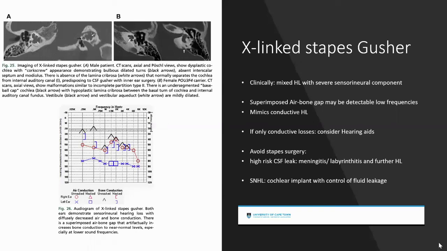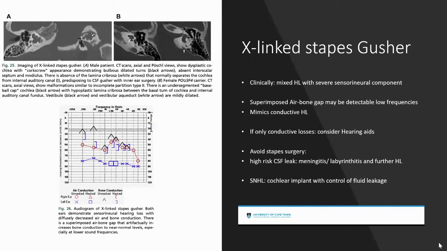So as we mentioned with X-linked stapes gushers, you can have a mixed hearing loss with a severe sensory neural component. You'll have a superimposed air-bone gap that you might detect in your low frequencies, and that can mimic a conductive hearing loss. So how are you going to manage these patients? Well, if it's only a conductive loss, you might want to consider hearing aids. You don't really do stapes surgery because you've got a very high risk of CSF leak that can predispose you to meningitis and labyrinthitis and even further hearing loss.